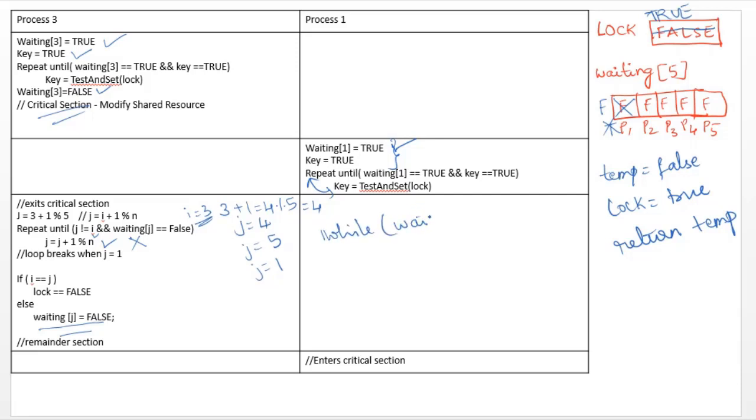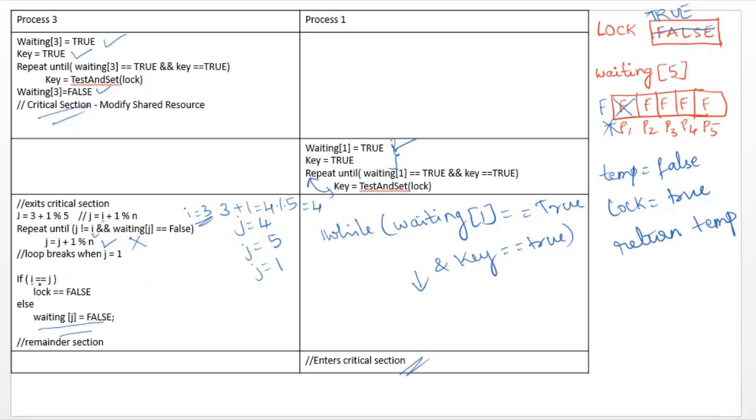What was the while loop? Waiting of 1 is equal to true and key is equal to true. If both the conditions are satisfied, then we will exit the while loop. This indicates that we have successfully acquired the lock. Now process 1 can enter its critical section.